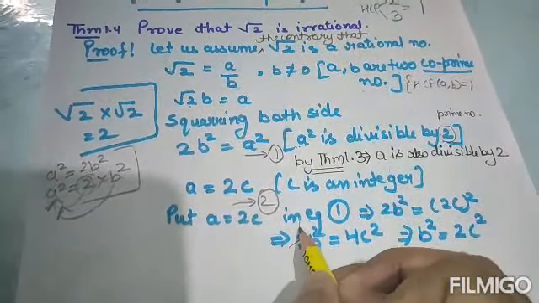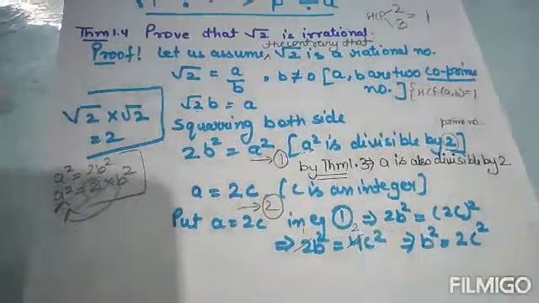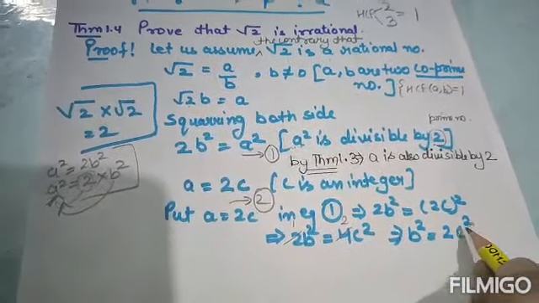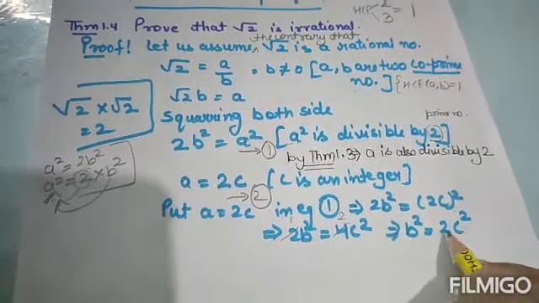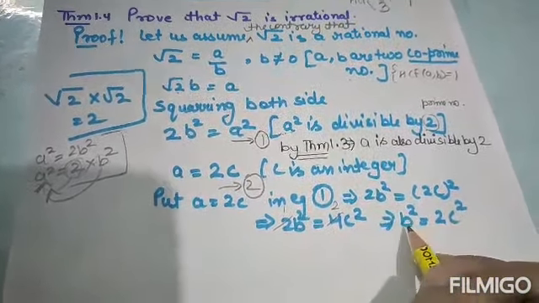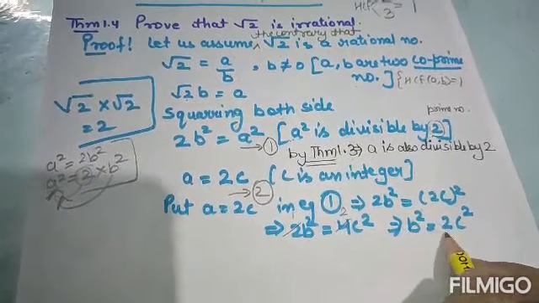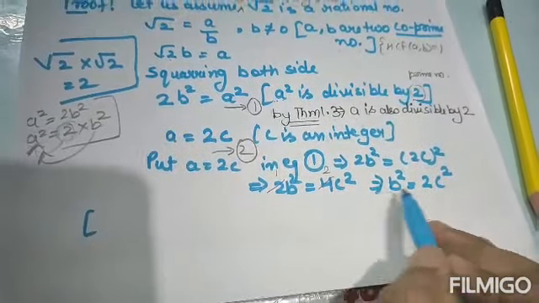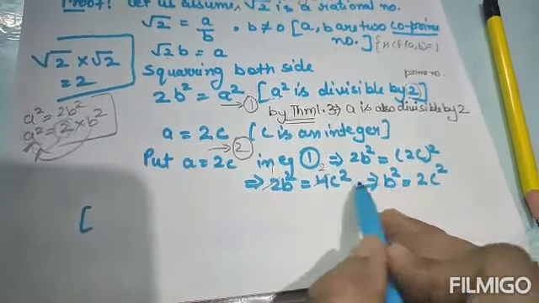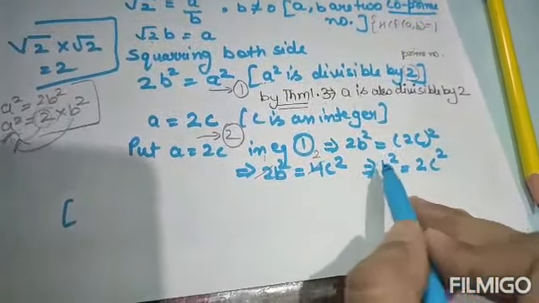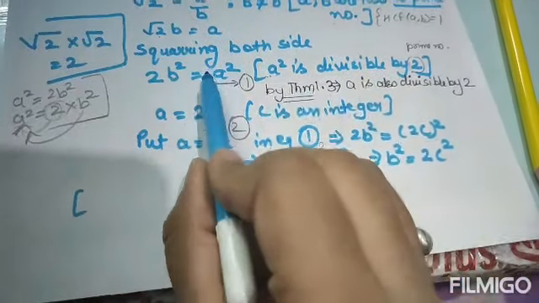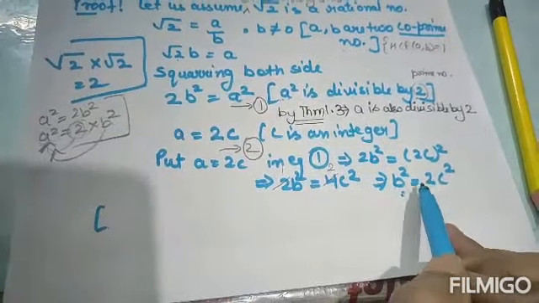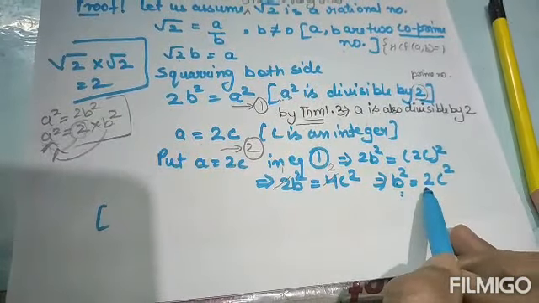2 1s are 2, 2 2s are 4. So B square equal to what is left? B square equal to 2C square. Got it? Up to here. Now look, what have we learned from here? What is the conclusion from this statement? Look, it has become the same as equation 1. So that means 2B square is divisible by 2 here.